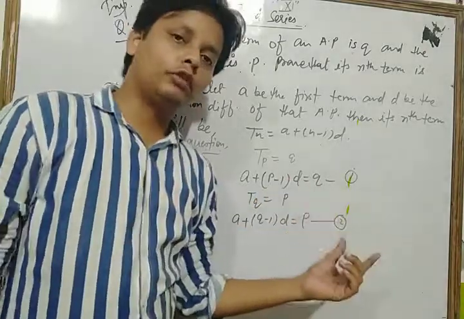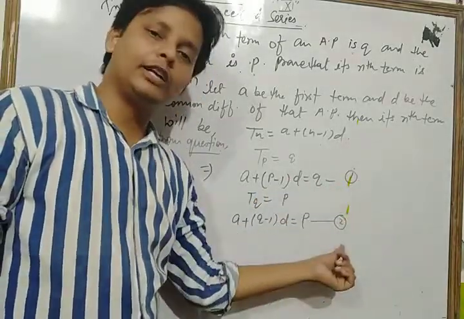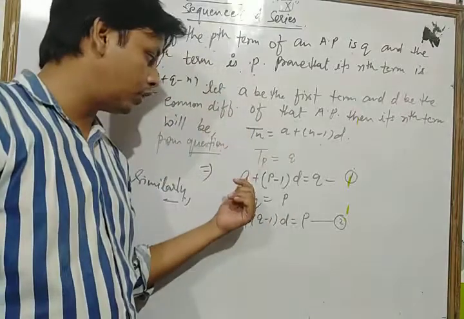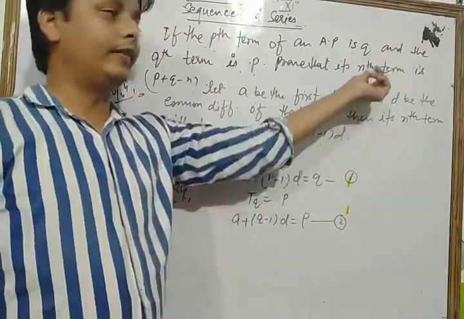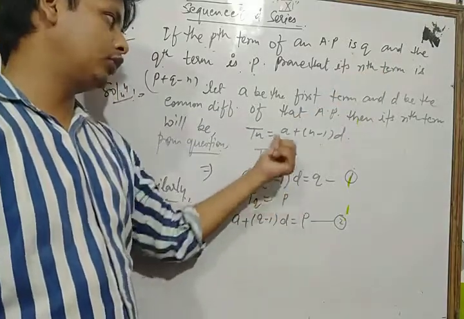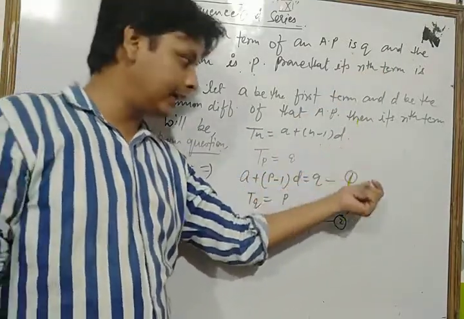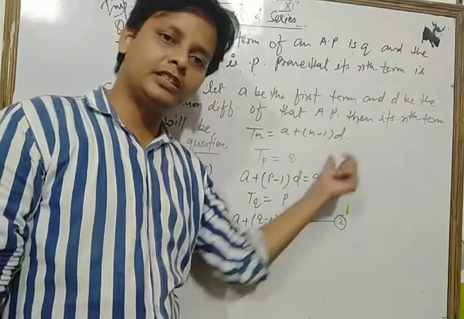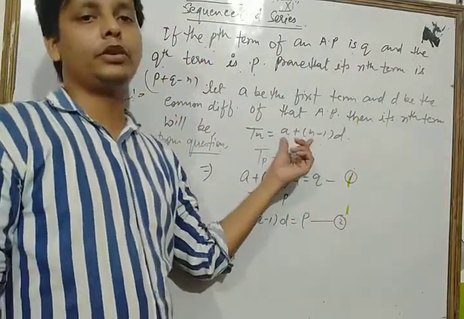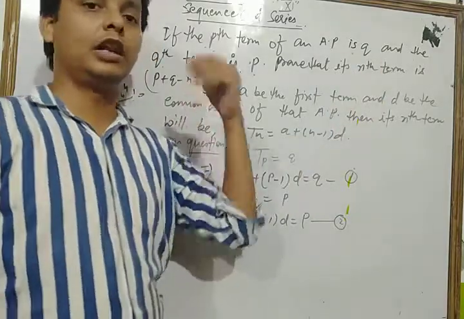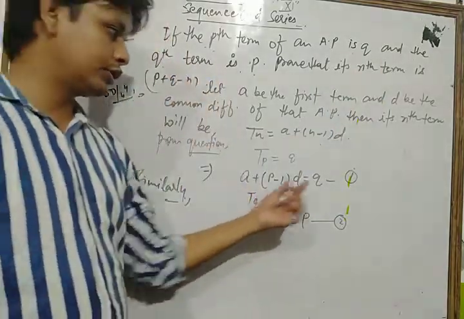After that, we solve equations 1 and 2, and in this way we find the value of the first term and the common difference. Then we use the formula of the nth term, putting in the values of a and d found with the help of these equations, so we get our result. Now, first of all, solving equations 1 and 2.